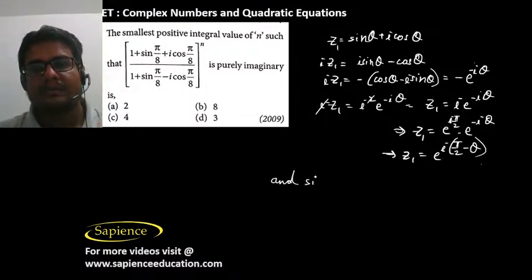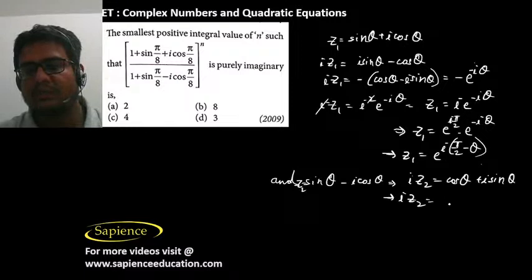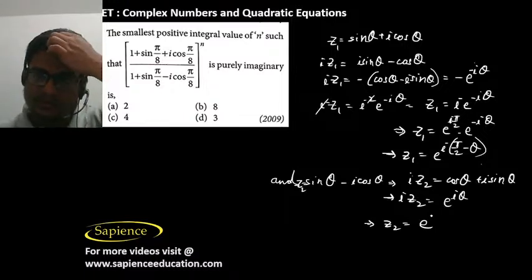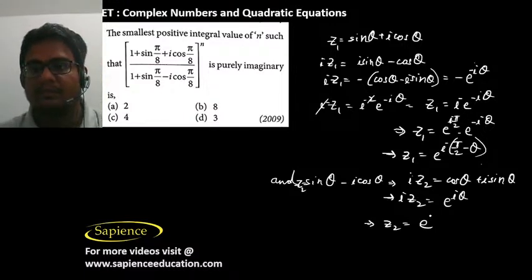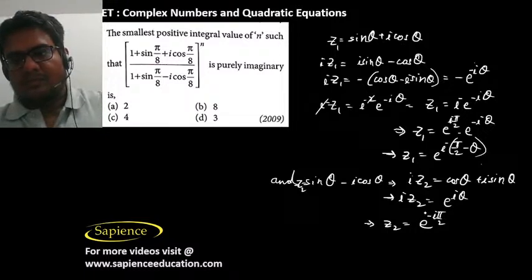And suppose if I take sin theta minus i cos theta as z2, then i z2 can be written as cos theta plus i sin theta. So therefore i z2 is equal to e power i theta. So therefore z2 equals 1 by i times e power i theta, which is e power minus i pi by 2 times e power i theta.